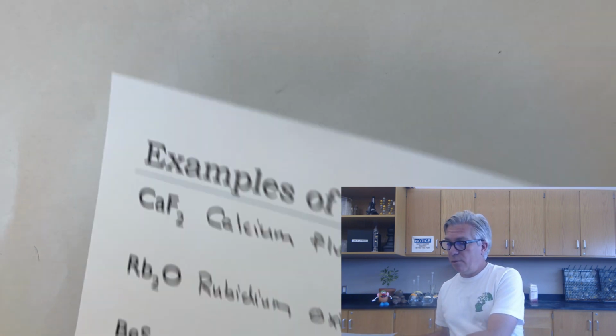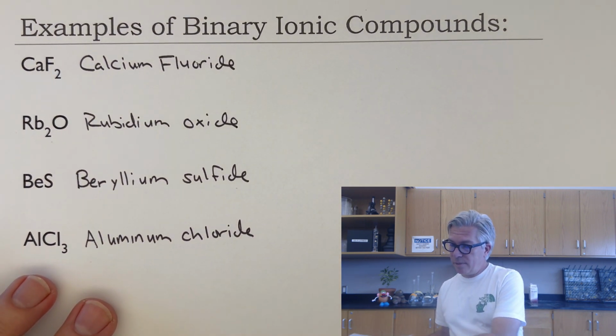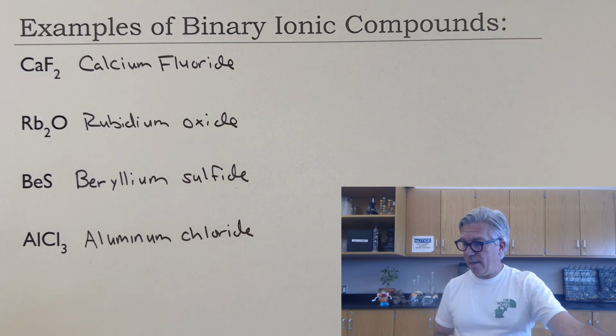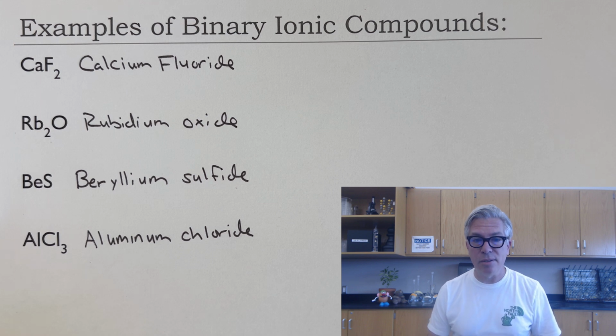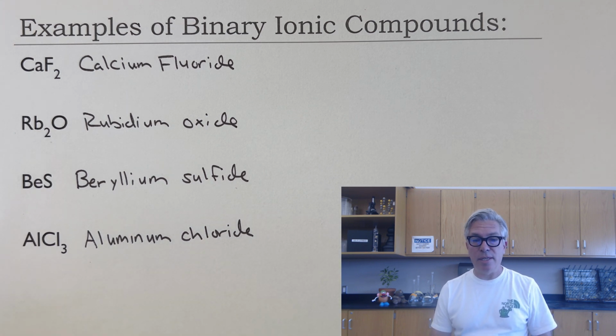All right, and if you came up with beryllium sulfide and aluminum chloride, then congratulations, you've now mastered binary ionic compounds and their names. We'll get to some transition elements in our next video, so stay tuned.